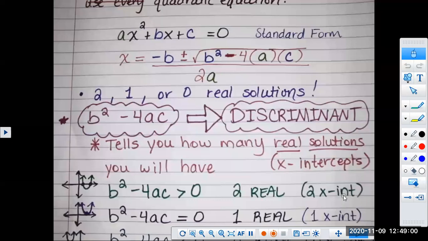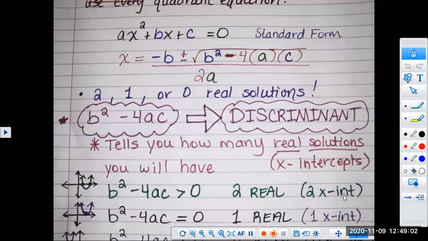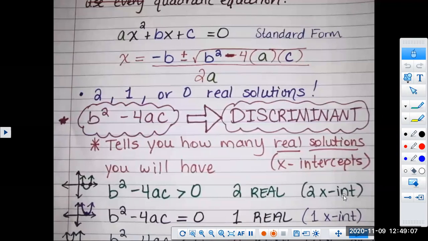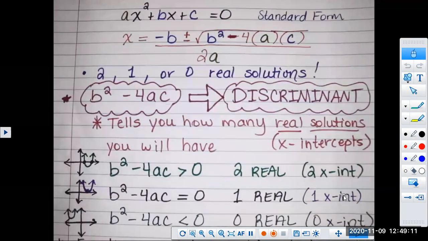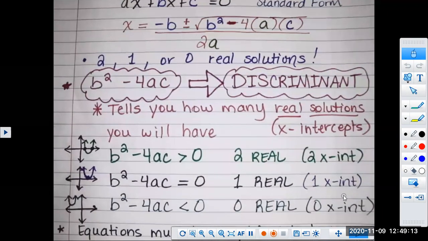Good, the x-axis. So the solutions are also known as your x-intercepts. And we're going to talk about that on down. Can I go up a little bit more? Okay.